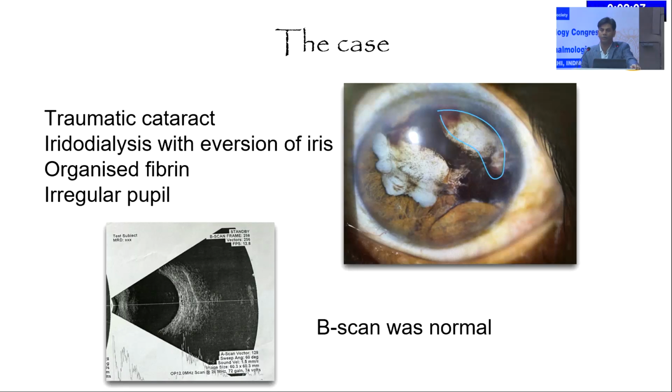This is very important to note. Iris is not deficient here, but it is reverted on itself. And there is organized fibrin in the pupil with an irregular pupil. You can see the fixed, dilated pupil, and the B scan was normal.